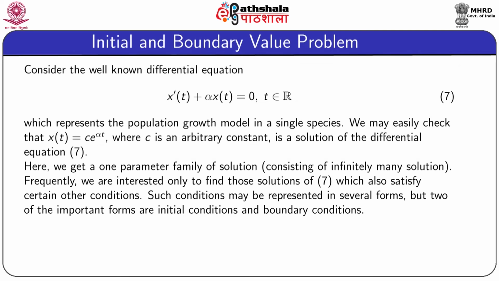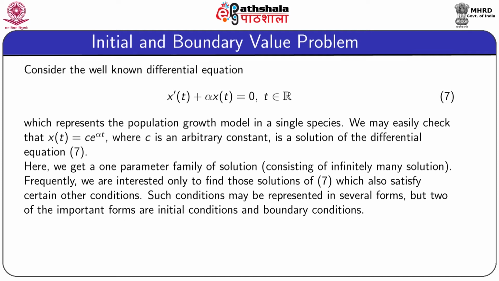Consider the well known differential equation x' + αx = 0, where t belongs to the set of real numbers, given by equation number 7. This equation represents the population growth model in a single species. We can easily check that the solution of this differential equation is x = c e^(-αt), where c is an arbitrary constant.